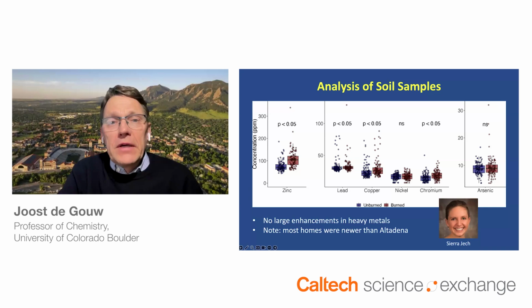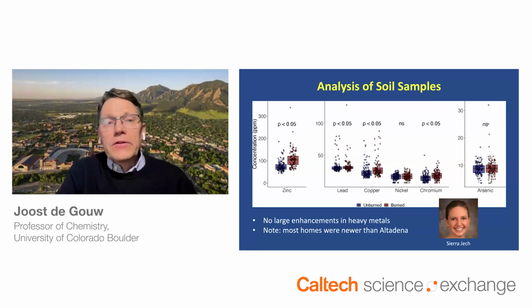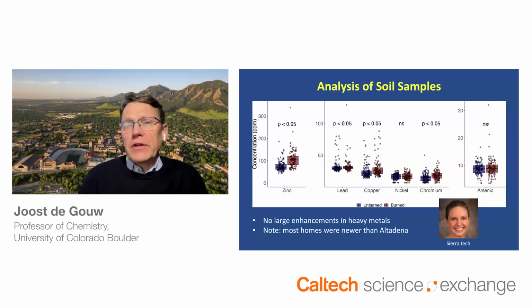Now, there's one caveat to make here. The homes that burned in Colorado were largely built in the 90s, some were newer, and so you do expect them to contain lower levels of lead-based paint, for instance. So this means that these findings cannot immediately be translated to the California situation.